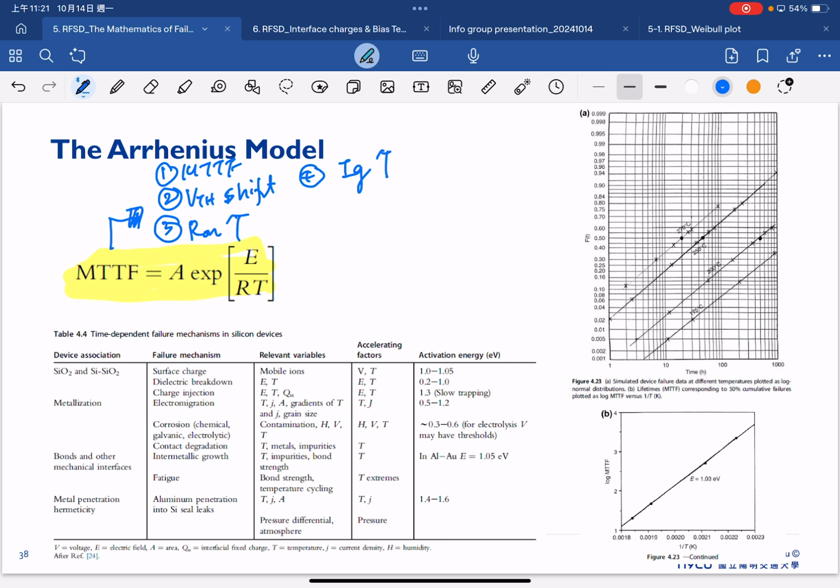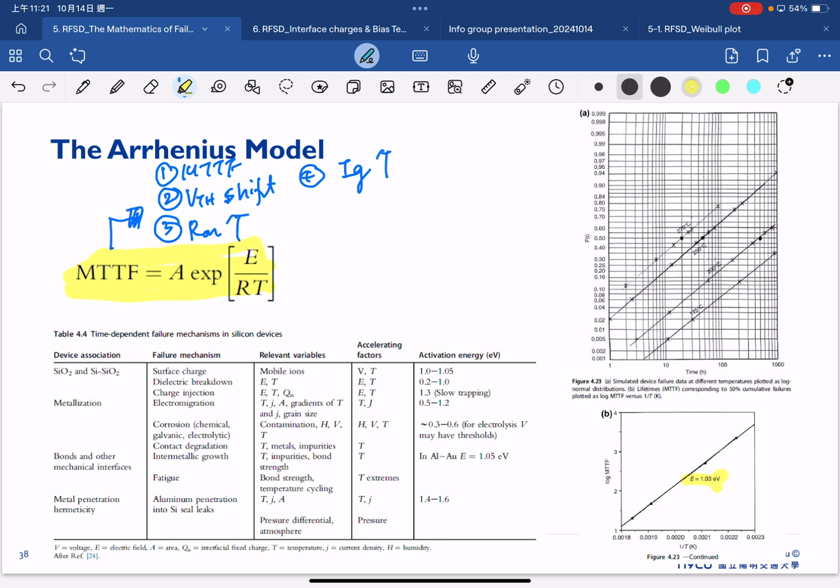And here is an example. If you look at this plot, this is ln(TTF) versus 1/T. Based on this experimental result, the activation energy is 1.03. How do we estimate the physical meaning of these activation energies? Usually we look at the literature to see whether any reported mechanism has a similar activation energy.